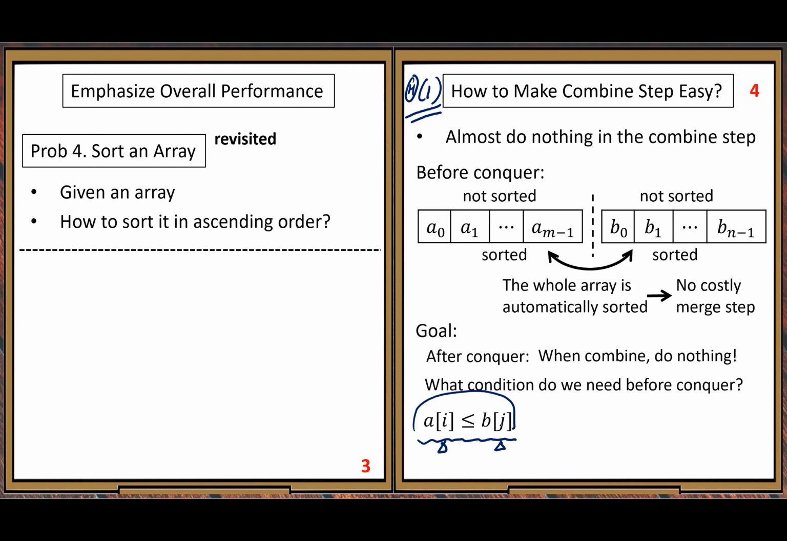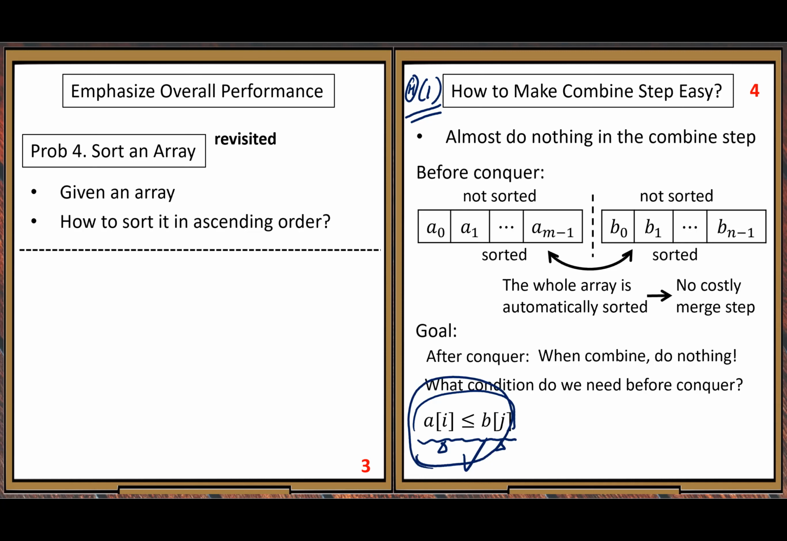With this condition, when you join these two subarrays, if the left subarray is sorted and the right subarray is sorted, then you get the whole overall array sorted immediately without any extra work. Think about that. So this condition looks pretty natural.